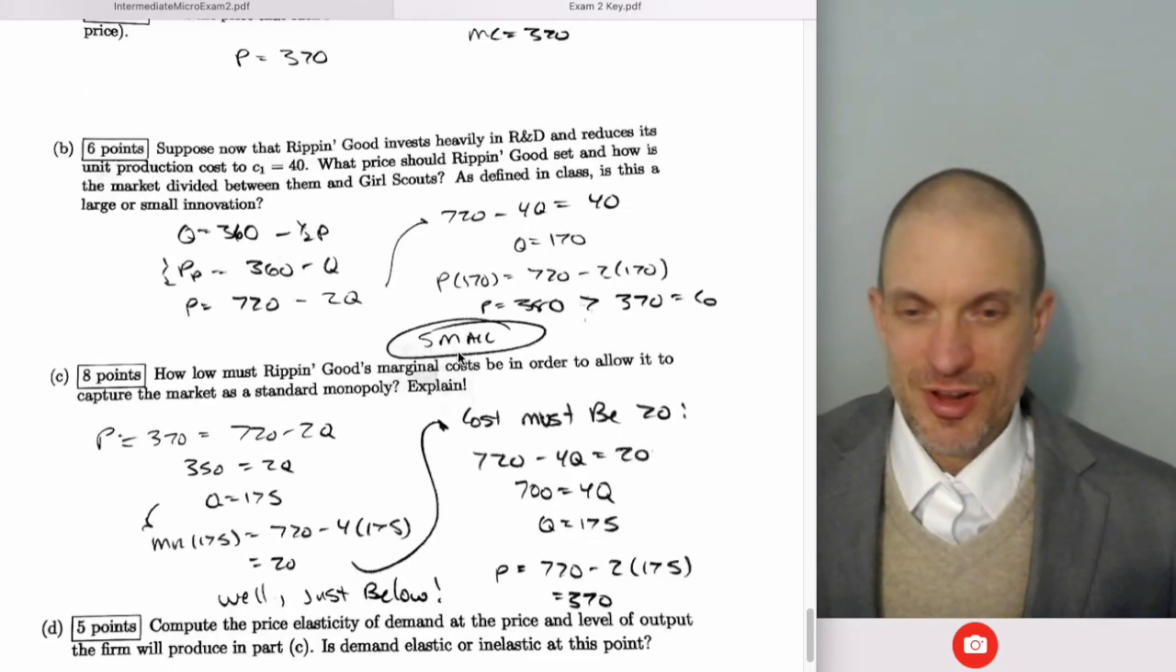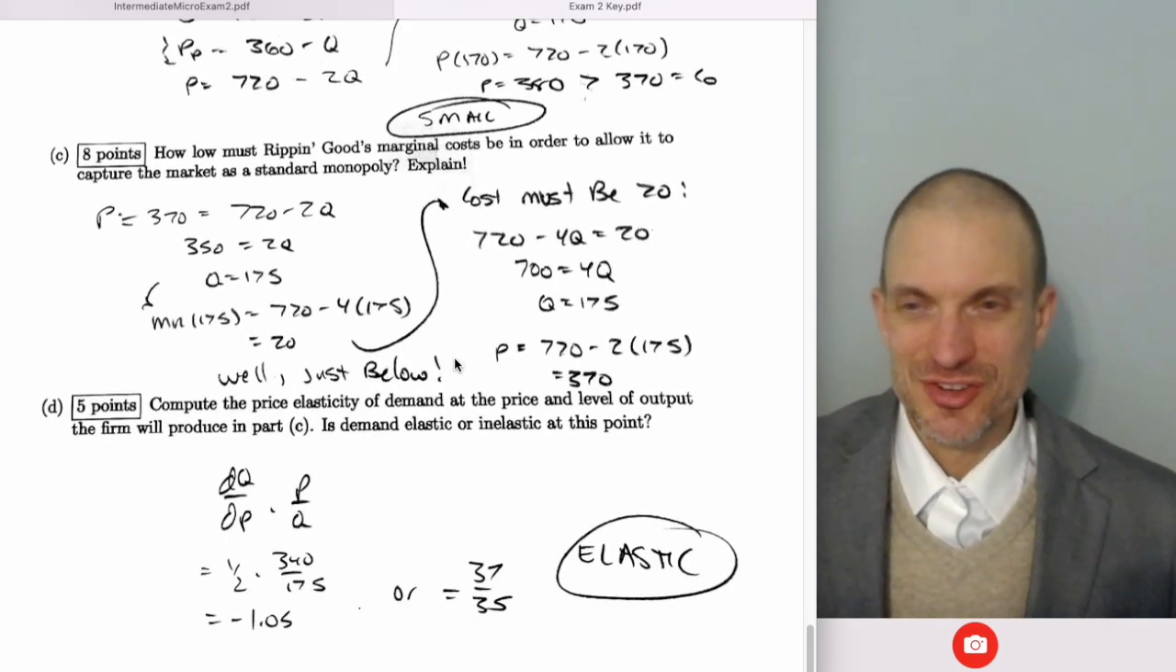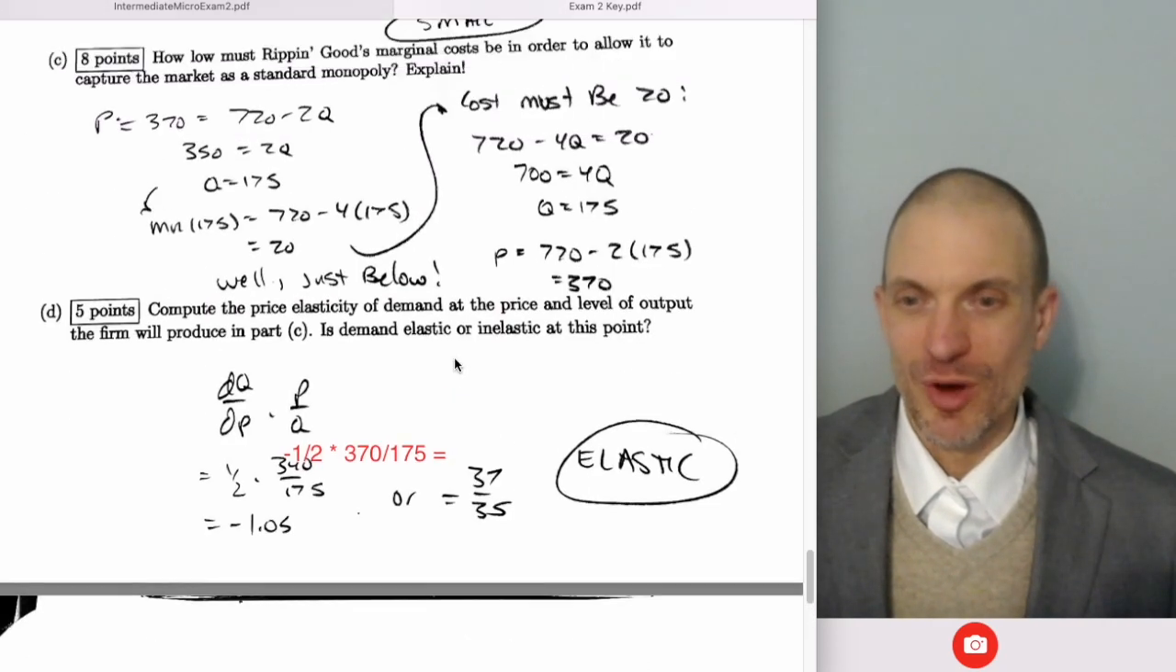And for some reason, my solution has that same thing twice. Okay, so that was indeed the last page.